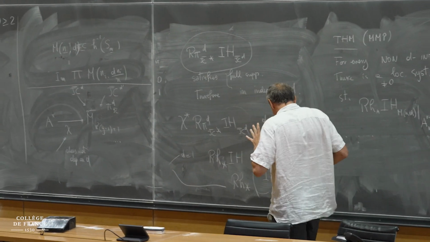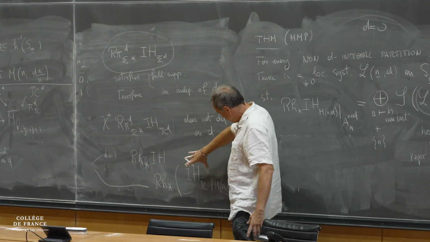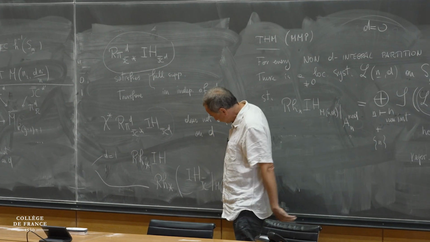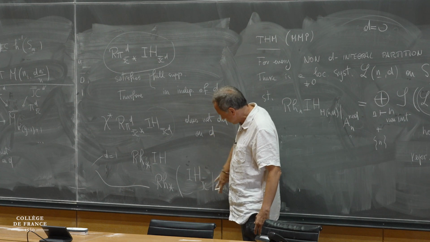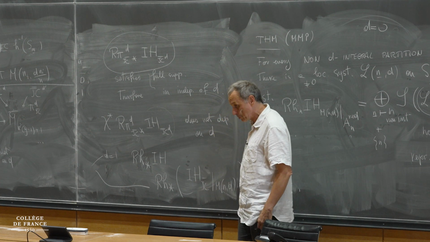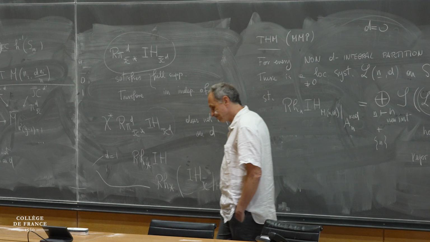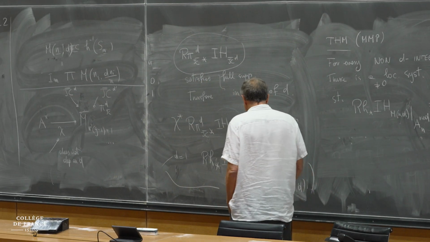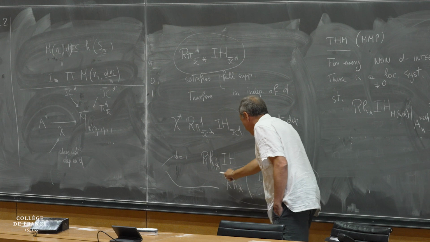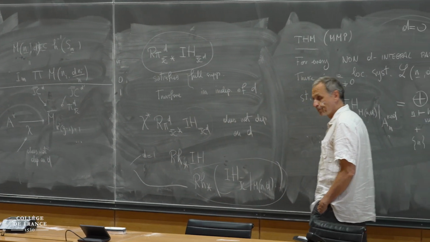So again, we are back to the fact that, just as in the work of Cataldo-Migliorini, we have to understand what happens when you restrict an intersection homology complex to a subvariety. But anyhow, whatever that is, this direct image is independent of D.